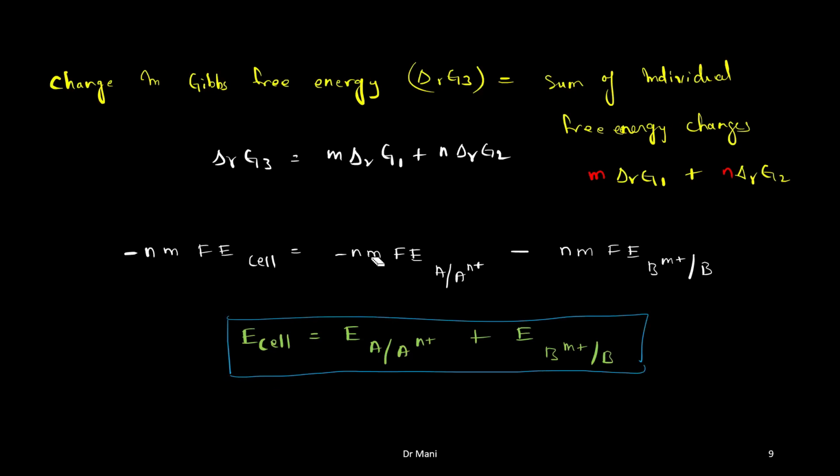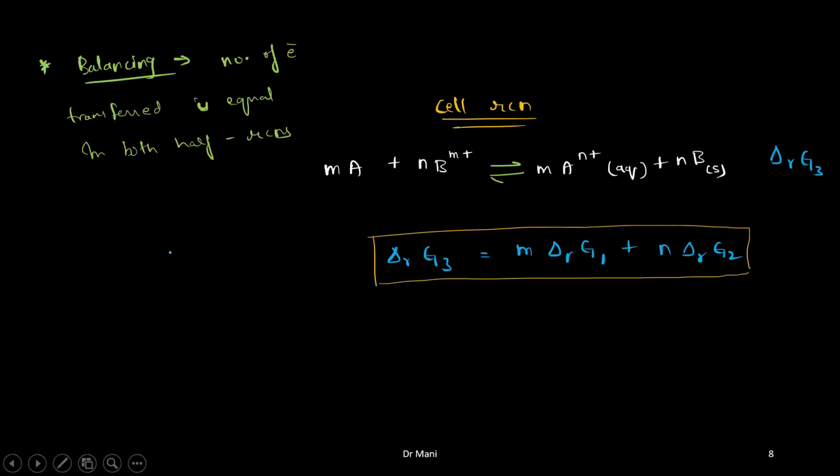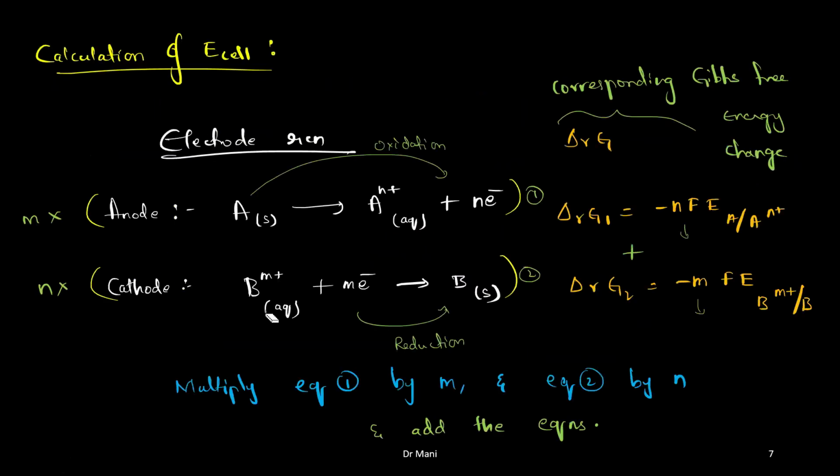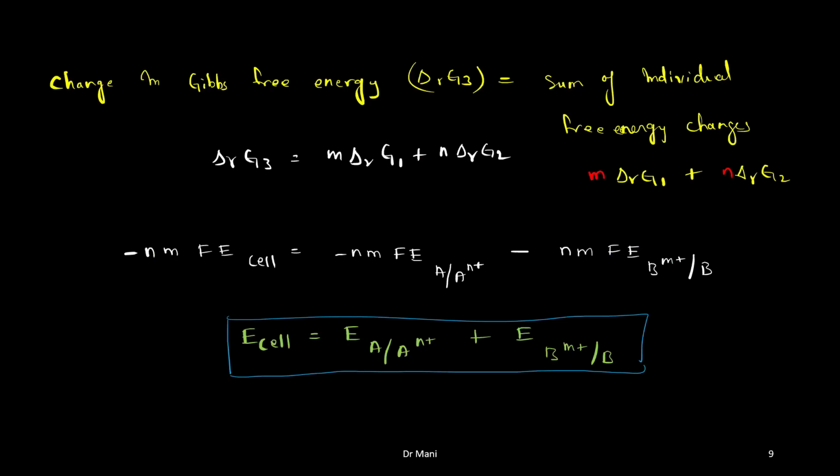So see here, what are the M and N here? The stoichiometric coefficient. M is nothing but the number of electrons that are reduced at the cathode, and N means the number of electrons that are oxidized at the anode. And F, we know, is Faraday's constant. So this is the overall cell potential.